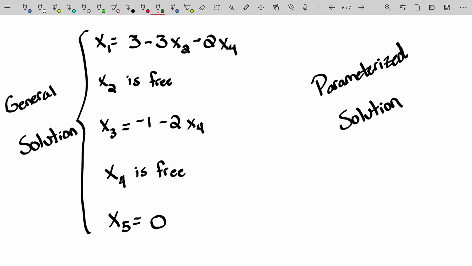If that's the case, just choose a variable to stand in for x sub 2 and x sub 4. For x sub 2, I'll choose s, and for x sub 4, I'll choose t. Now, this was a question that I had when I was a student. Why on earth would I choose another variable to stand in for a variable? In other words, why would I choose s to stand in for the variable x sub 2? Why not just call it x sub 2?